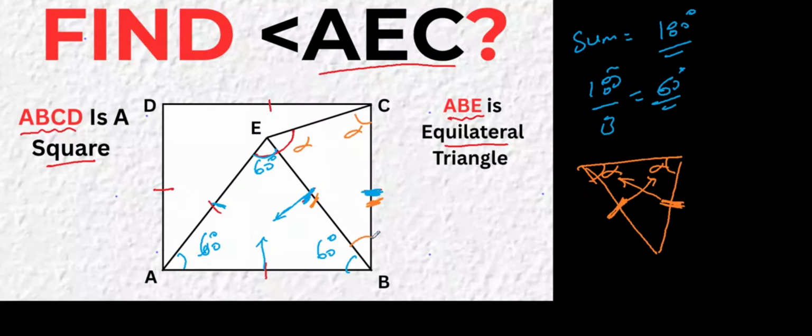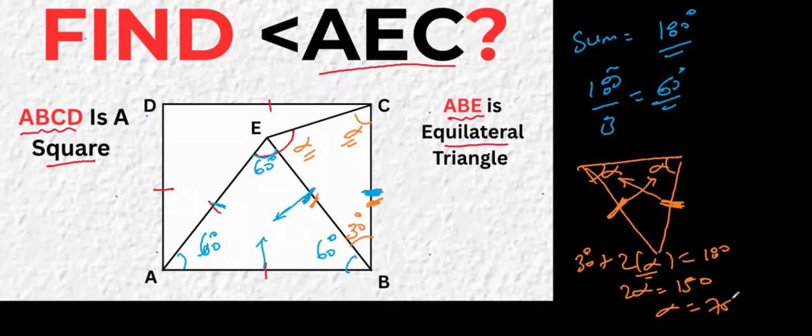So this one is totally 90 degrees. 60 plus 30 is 90. So this one is 30 degrees. From this relation, you can say that 30 plus 2 times alpha is equal to 180 degrees, because this one is alpha plus alpha, 2 alpha, right? So 2 alpha is equal to 150, because 180 minus 30 is 150. So alpha will be 75 degrees.